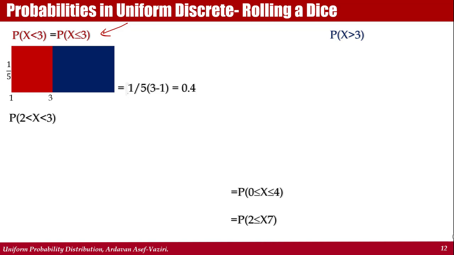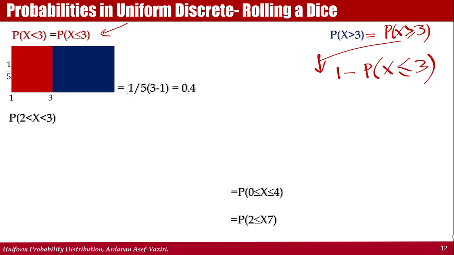Probability of x greater than 3 is the same as probability of x greater than or equal to 3. And probability of x greater than or equal to 3 is 1 minus probability of x less than or equal to 3. Equal is in both of them because the probability of x being equal to a specific value is 0. And we already have the probability of x less than or equal to 3, which is 0.4.